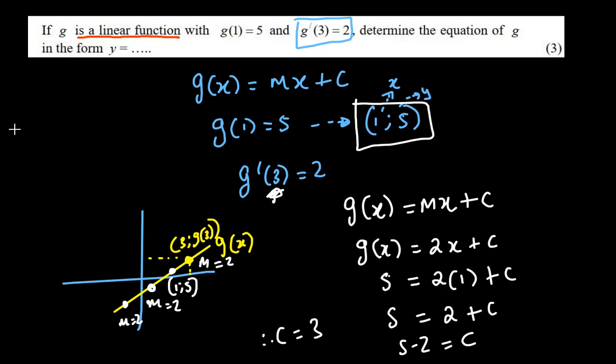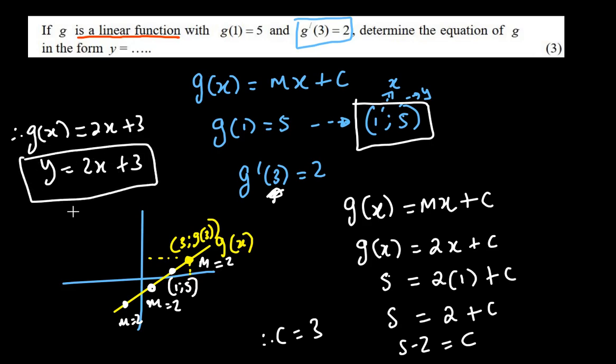So therefore the equation of g is equal to 2x plus 3, which you can also write in terms of y, as they said. So instead of writing g at x, I can say y is equal to 2x plus 3. Then I got my 3 marks there.